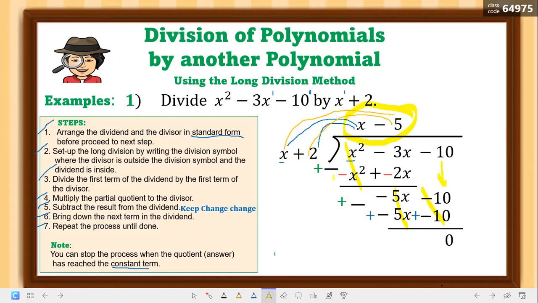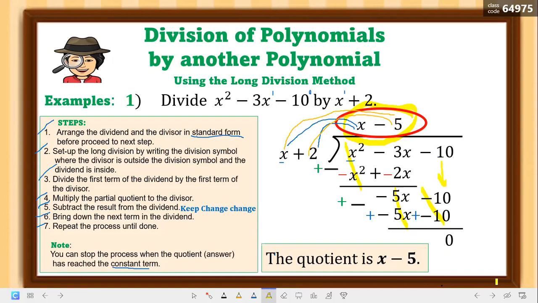Tingnan nyo sa taas. Ano yung nakalagay natin? Negative 5 po. X minus 5 po. Ano yung nakikita ninyo? X minus 5. Okay. That is the quotient of this when you divide. So, ibig sabihin nito, the quotient of this trinomial divided by binomial, we have x minus 5.